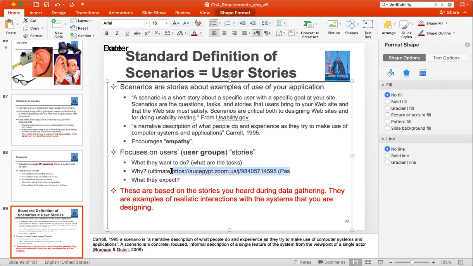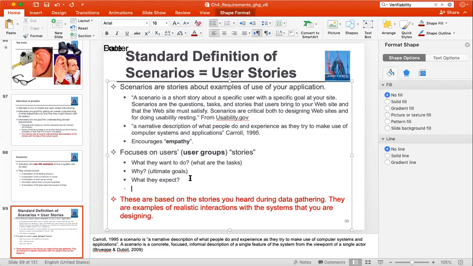And what are the expectations, maybe? What do they expect? If you're talking about something more innovative, you want to develop a product that is competitive in the market, you need to find out what the pain points are. الحاجات اللي بتوجعهم. What things they want to change. What are the things that are bothering them. So this will be based on stories that you hear during data gathering or data analysis. Other examples of realistic interaction with the system that you are designing. A way of getting into the user's mind and putting yourself in their place.